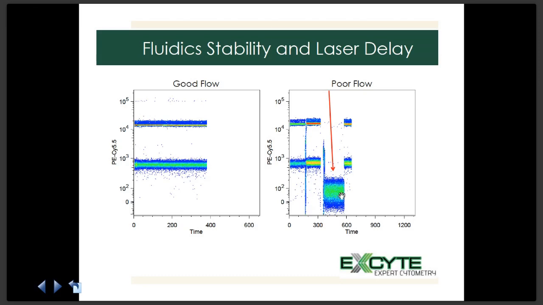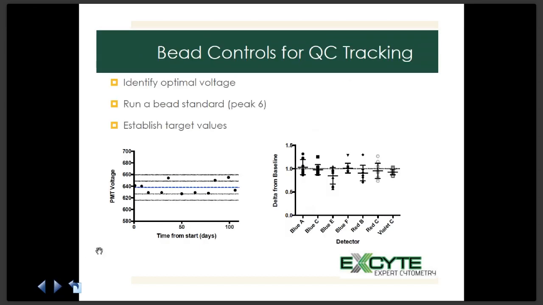I recommend, if you've got a multi-laser system, to put up a plot of fluorescence versus time for each laser using the fluorochrome that is the brightest on that sample so you can actually see the fluctuations. And that way, when you don't walk away from the machine, you can solve this before it happens.